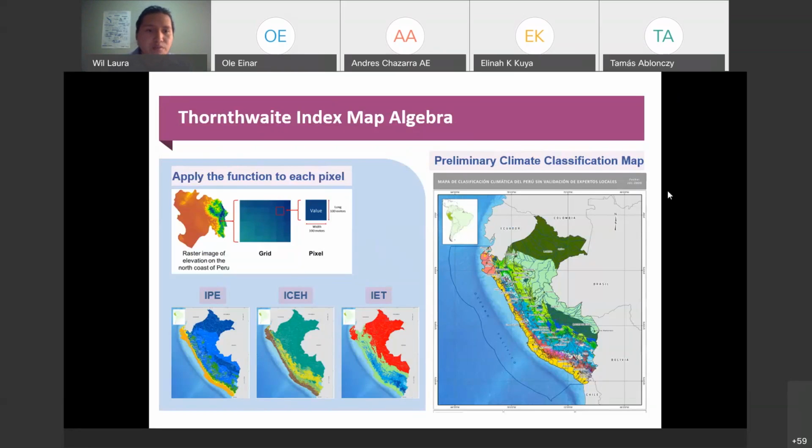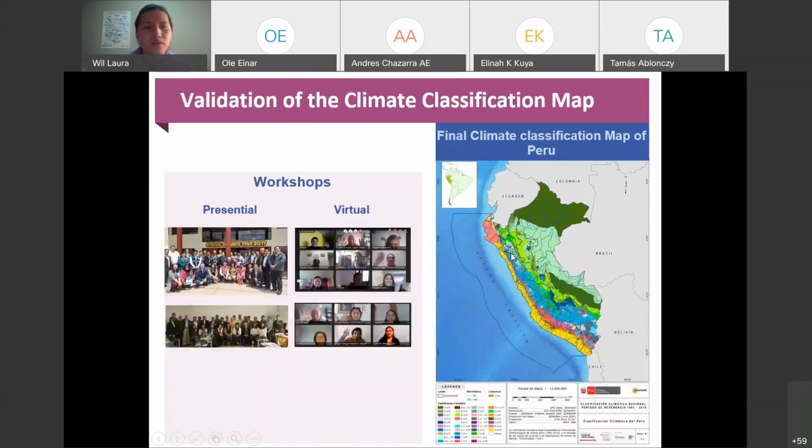As you remember, I said that in some zones of our territory we have a lower density of conventional climate stations. Also, because of the Andes mountain range, we have a complex topography, which may affect the statistical model that we apply, giving a less good estimation. So for that reason, we developed a last step in this process.